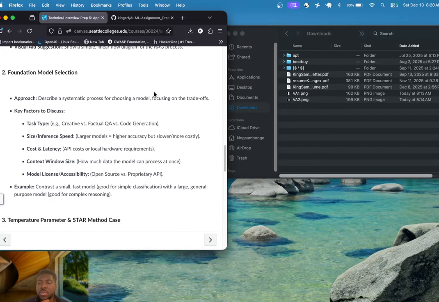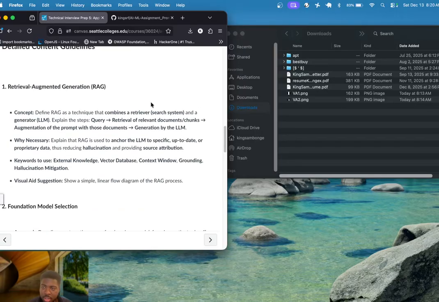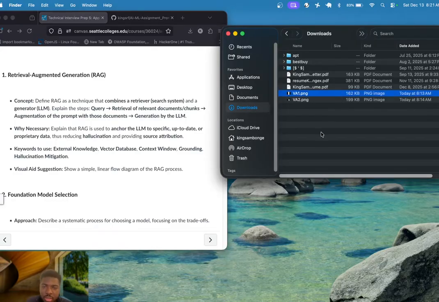So I'll start with the concept of retrieval augmented generation, which is commonly known as RAG. RAG is an architectural framework designed to optimize the output of a large language model. It works by referencing an authoritative knowledge base outside of the model's initial training data before generating a response.